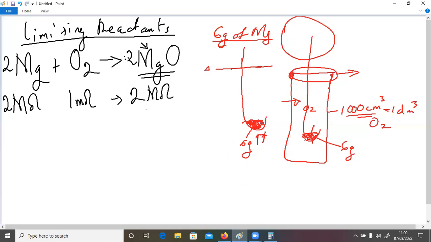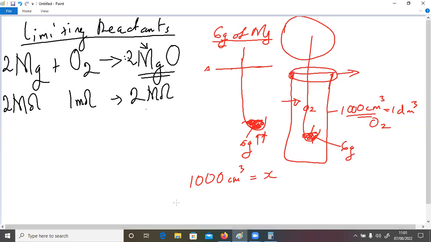All right. So the reaction has stopped, and now we need to find out what was limiting in this reaction, what was not enough. And how do we do that? Let's start with our oxygen. We are given 1,000 centimeter cube of oxygen. We want to find out how many moles of oxygen there are.